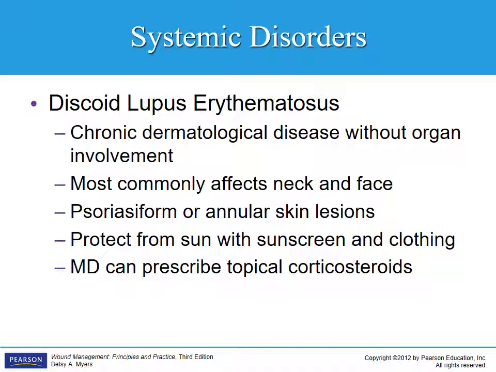Discoid lupus erythematosus is a chronic dermatological condition without organ involvement. It most commonly affects the neck and the face. You get these skin lesions that are round or look like a psoriasis kind of. You just need to protect from the sun with sunscreen and clothing. These can also be treated with topical corticosteroids from the physician.